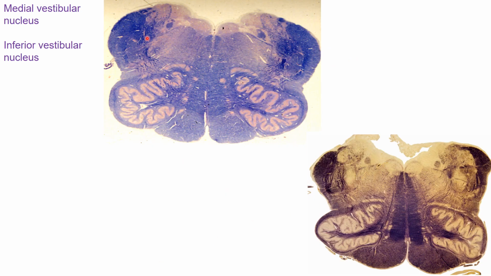Okay, so now we got some more cross sections. These are both of the open medulla here. Like we said, here are our hips, and here's our inferior olivary nuclei. Now we're going to locate these vestibular nuclei.